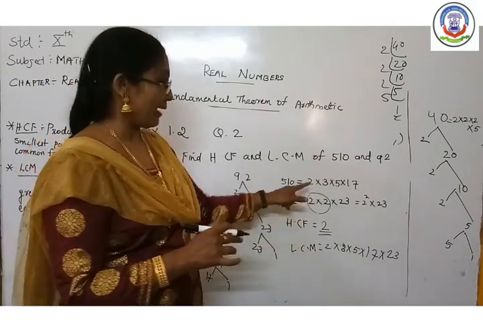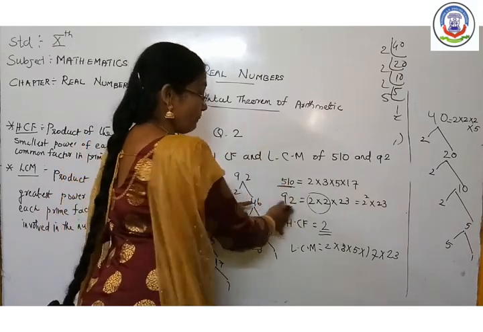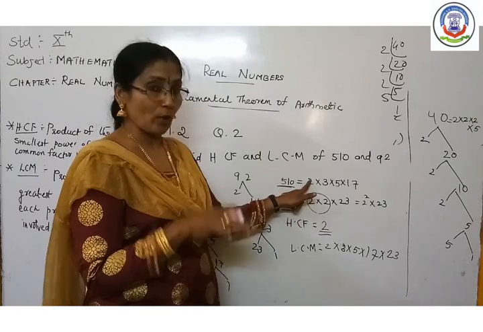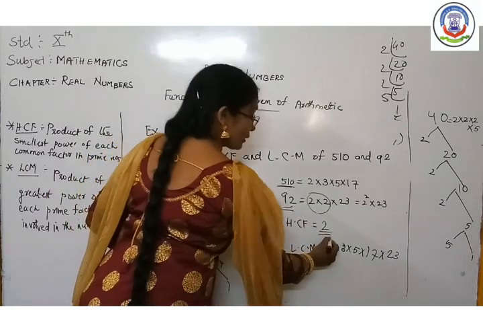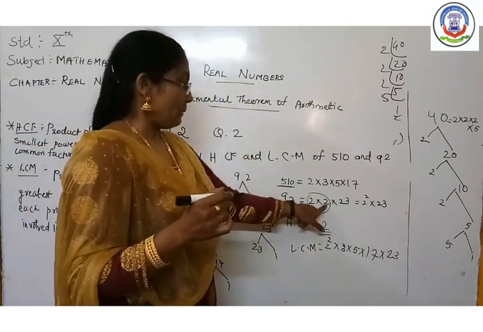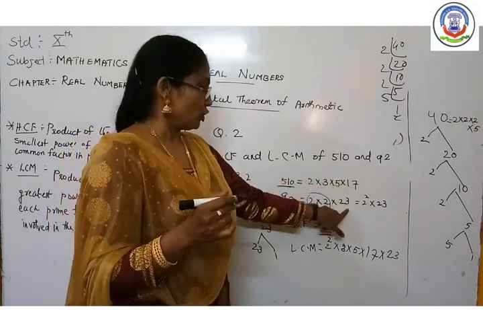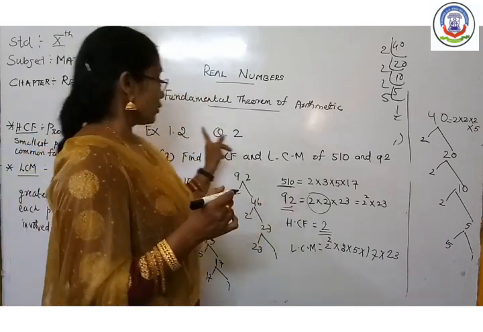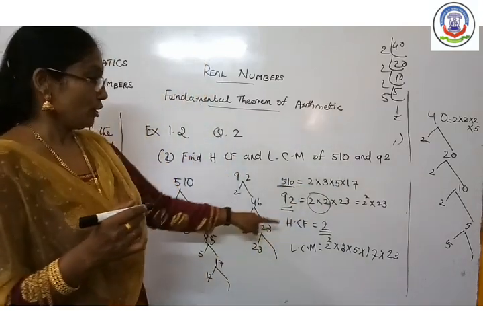Now you have to check in which composite number there are more of a prime factor. Here 2 raised to 1 is there, and here 2 raised to 2. So you should take that for the LCM. That means the LCM will be 2 square into 3 into 5 into 17 into 23. This is the final answer for the LCM of these two given numbers, 510 and 92. What's the answer? 2 square.